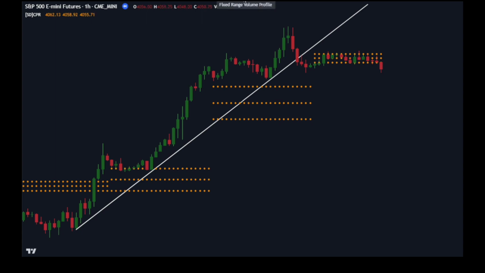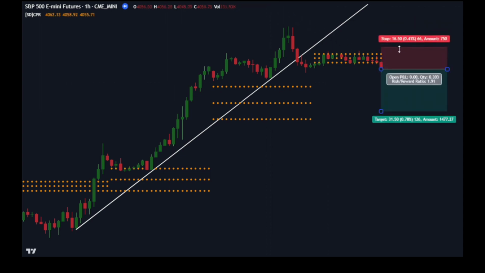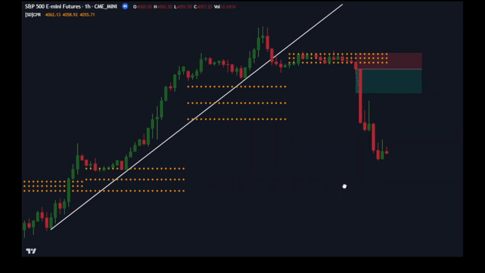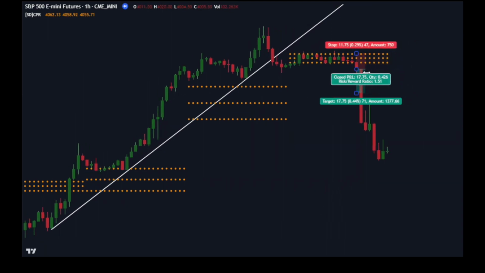So we're going to take a short trade. We set our stop loss at the top of the pivot point indicator. And our take profit will be with a risk-reward ratio of 1 to 1.5. We see that it was a winning trade. Now we will see an example of a long trade.